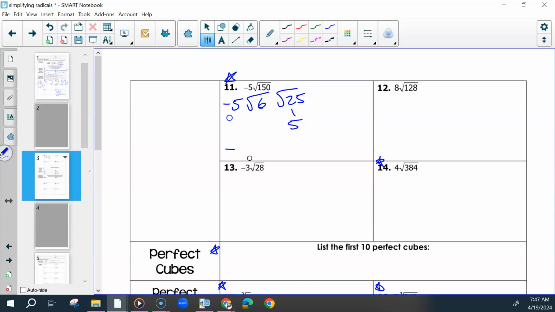So simplify it. Negative 25 times the square root of 6. Someone check that in your calculator. Double check that the decimals match. Any others in that section before we move on to perfect cubes?